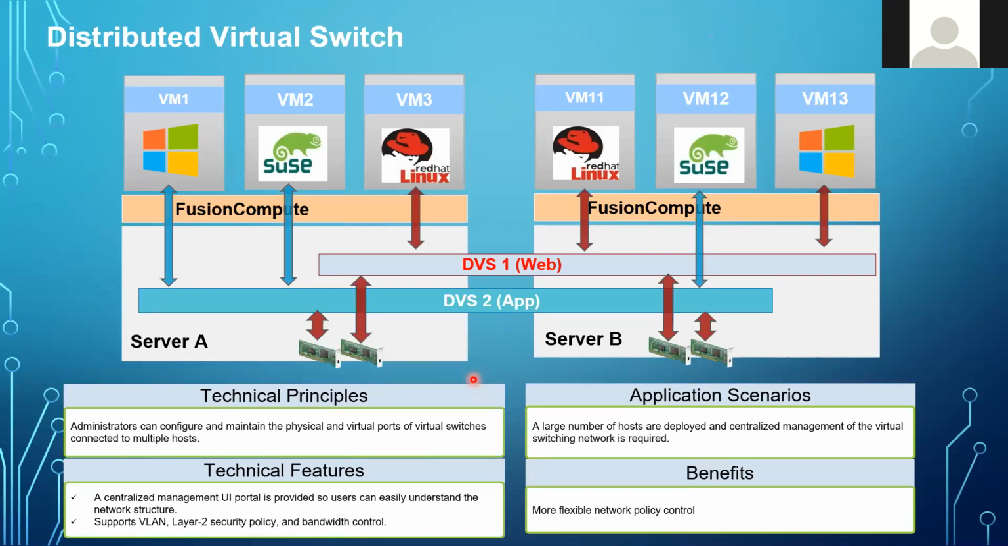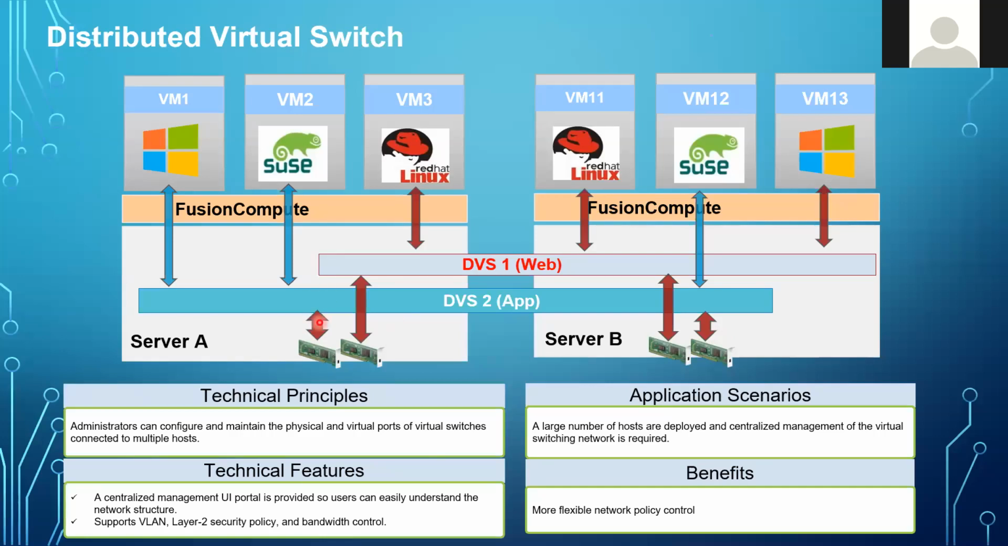How does a distributed switch work? As we discussed in the previous slide, for example, you have server A with two NICs, NIC 1 and NIC 2. One DVS is for app and one DVS is for web, so web and app are on two different networks. For example, this NIC is connected to DVS2 and this NIC is connected to DVS2. These are for redundancy purposes. If one NIC goes down, the other NIC can work.